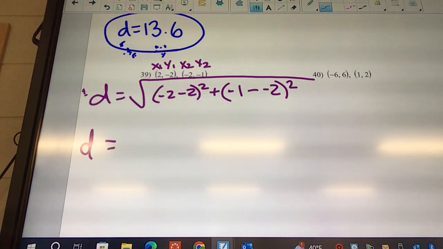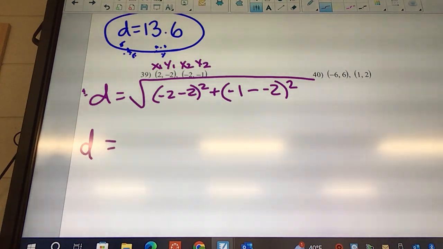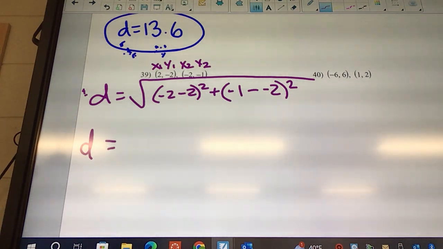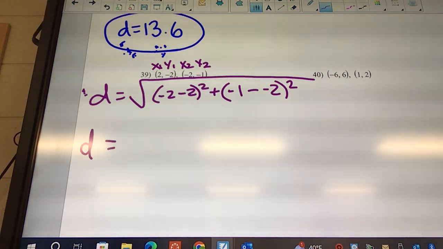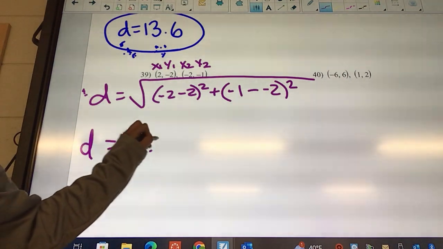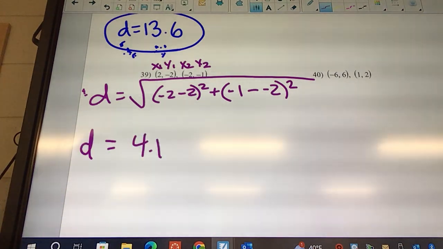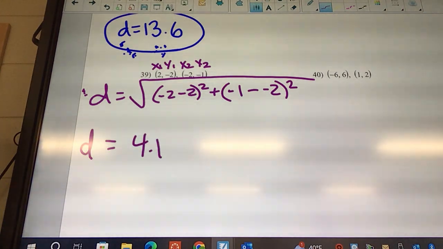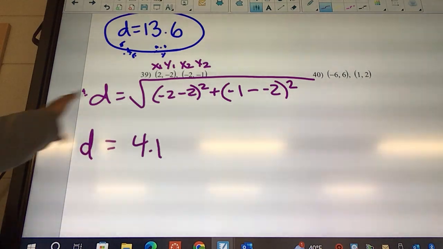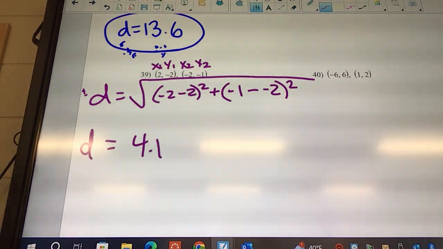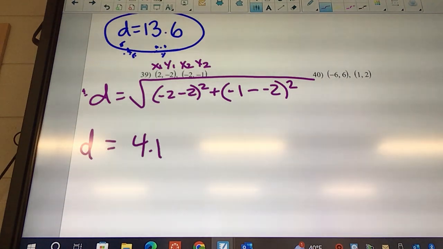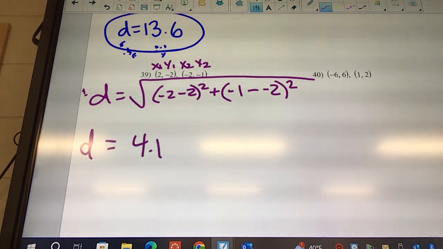Okay, and what did you guys get? 4.1? Where do you get 4.1? Somebody that's not at this table. You got 4.1? You get 17. Square root of 17. 4.1. Oh. Okay, so when you do your test, if you do the short way, yours should look like this. You should have this first line and the second line. If you do the long way, then you can skip or do as many lines as you so please.